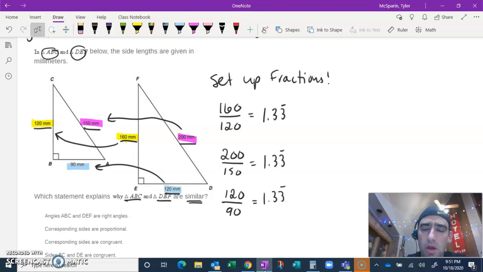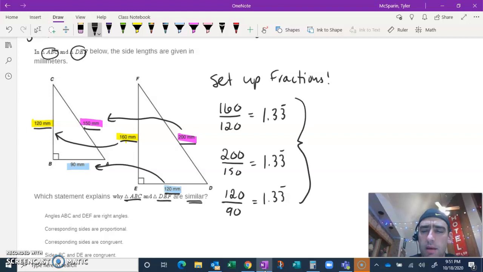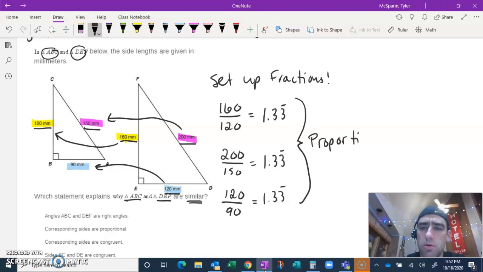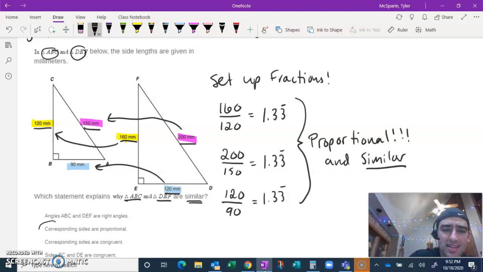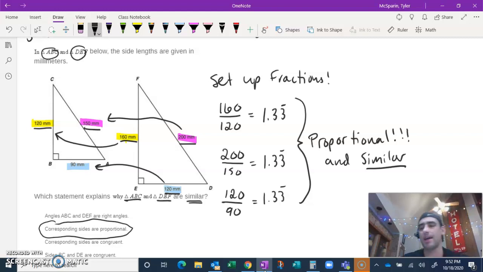Because all three are the exact same number, that means they are proportional. Yay. And similar. Woo! Which, by the way, means that this answer right here, corresponding sides are proportional, is my correct answer for this.